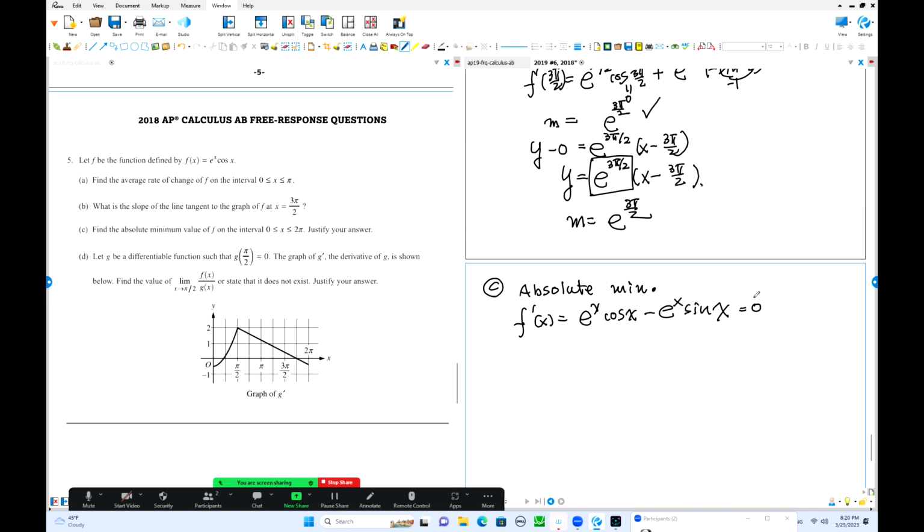To find the local maximum and minimum, relative maximum or minimum too. E to the x is common. E to the x cannot be zero, okay? So cosine x minus sine x equals 0. This one cannot be 0, so this one should be 0, okay? Cosine x, sine x, they are equal, what is that? Only x equals pi over 4, isn't it?